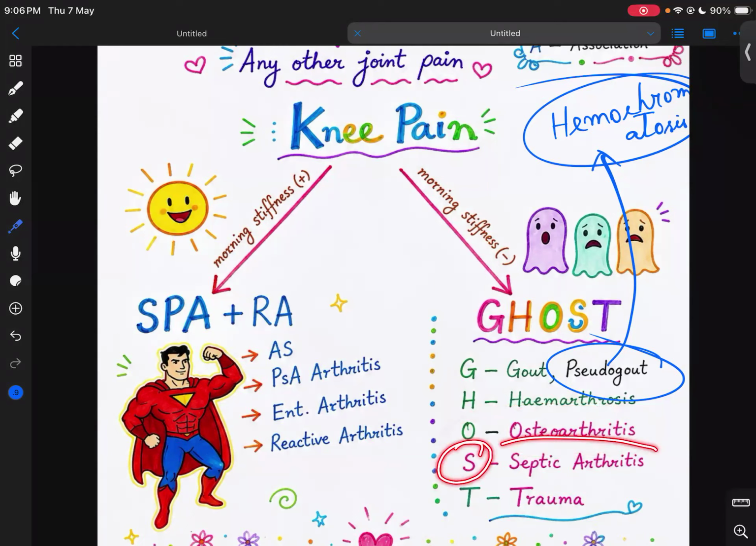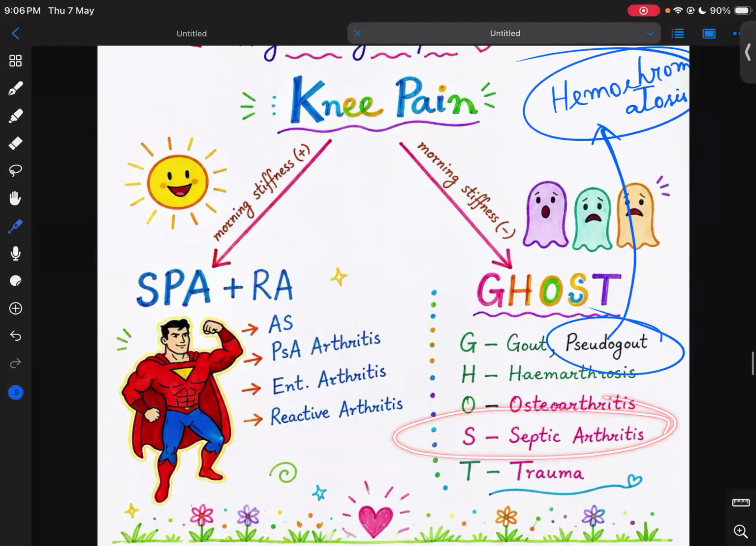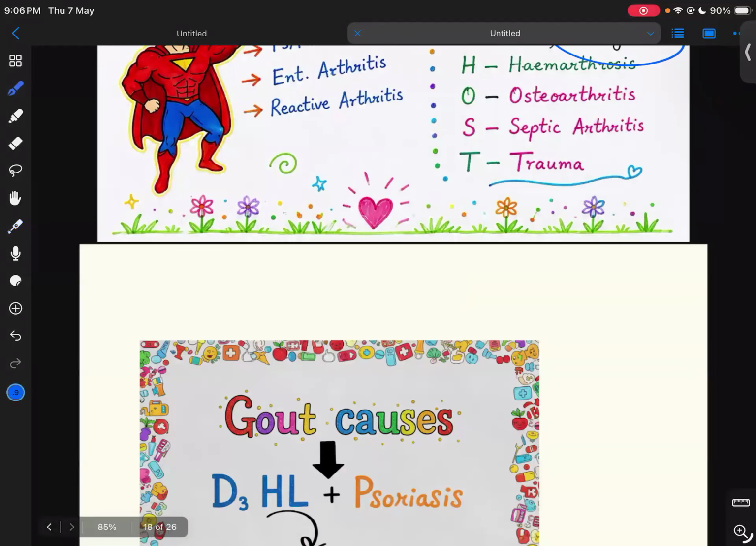Then S goes for septic arthritis. This is a very important cause, and there is an important twist for that. At one time, a case came, the prompt was knee pain. It was a 65-year-old lady complaining of knee pain. In the past medical history, she is a diagnosed case of osteoarthritis. In her terms, she was mentioning that she had already been diagnosed with wearing and tearing of the knee joint.